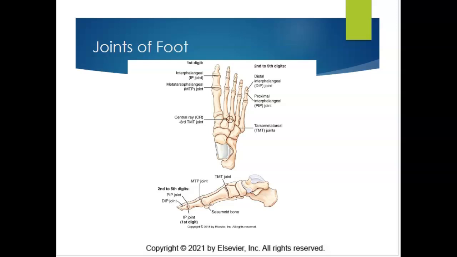Looking at the joints of the foot, again, they're going to be very similar to what we see in the hand and wrist, just the names are going to be a little bit different. So, the joint between the distal and proximal phalange of the big toe is the interphalangeal joint. So same thing as in the hand and the wrist. Looking at toes 2 through 5, they have 2 joint spaces. The space between the middle and the distal is going to be the distal interphalangeal joint, or the DIP joint, and then between the proximal and the middle is going to be the proximal interphalangeal joint, or the PIP joint.